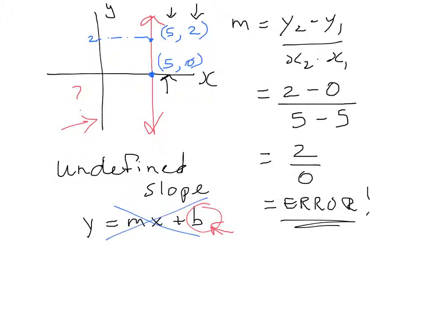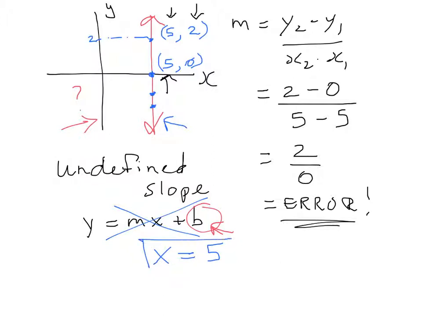In fact, if you look at any point on that vertical line, every single point here is going to have the exact same x-coordinate. The rule for that particular line is that x has to equal 5. It doesn't matter what y is. Y can be anything, but x must equal 5.